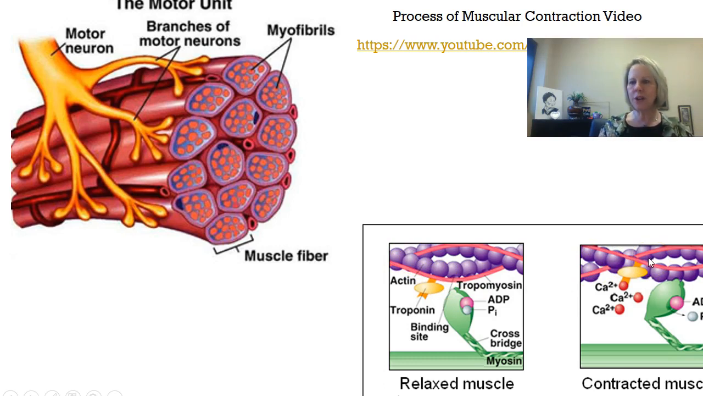One of the things you'll notice is calcium is an ion that is necessary for a muscle to contract. Also, it's showing you two muscle proteins, actin and myosin, and tropomyosin it's also showing here.